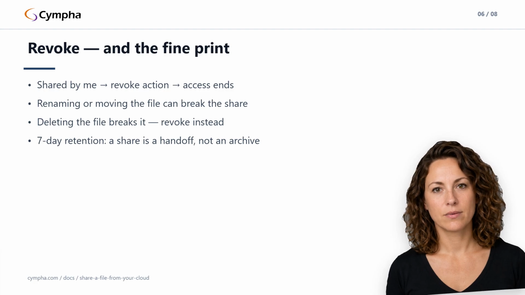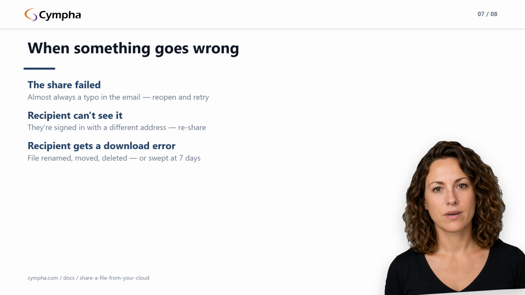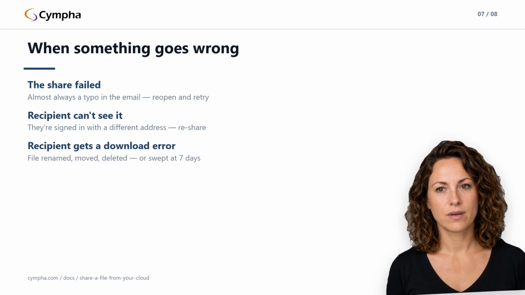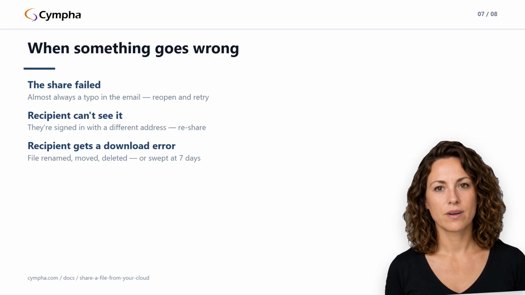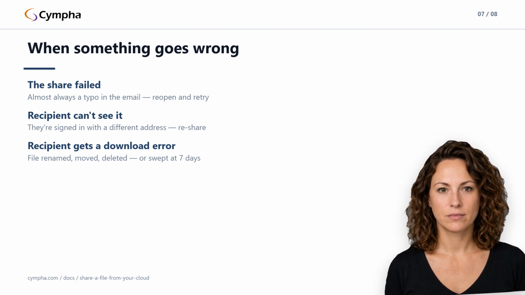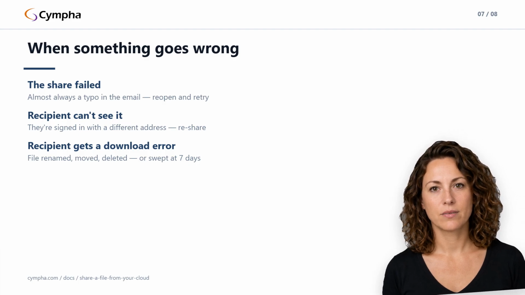3 failure modes cover nearly everything. If the toast says the share failed, the most common cause is simply a typo in the recipient's email. Reopen the dialog and try again. If the recipient says they can't see the share, check which address they're signed in with. The share is bound to the exact email you entered. If they have multiple accounts, it won't appear under any other address they use. Reshare to the right one. And if the recipient gets a download error, the file has probably been renamed, moved, or deleted in your cloud since you shared it, or the 7-day retention swept it. Check that the file still exists where it was when you shared, and send a fresh share if needed.